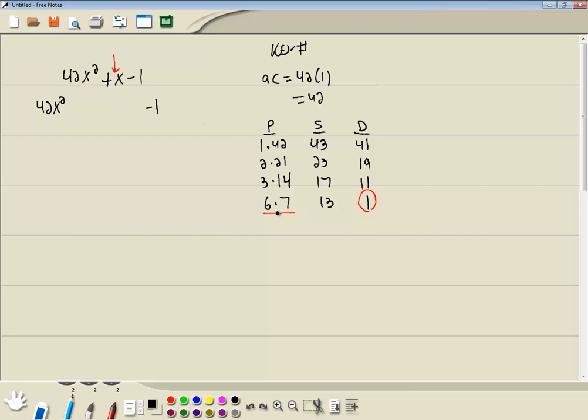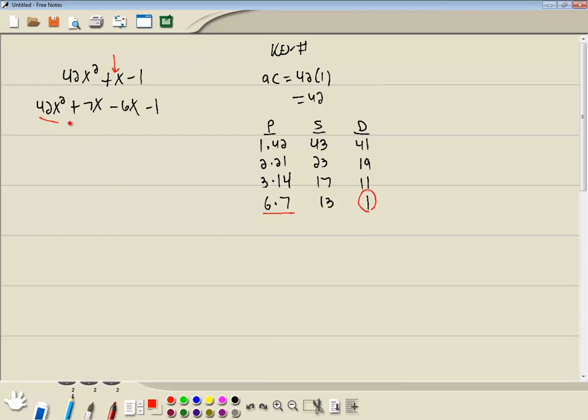The larger number that we're using, 6 and 7, so the larger one is a 7, will always be the same sign as the middle term, which in this problem is a positive. So we've got plus 7x. The number I circled in the difference column, D for different signs. One will be positive, one will be negative. Since the 7 was positive, 6 will be negative.